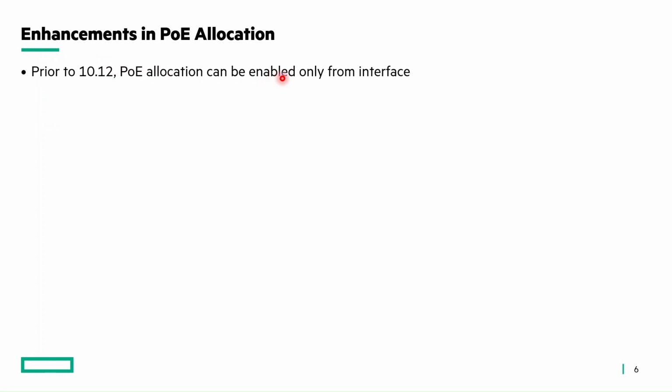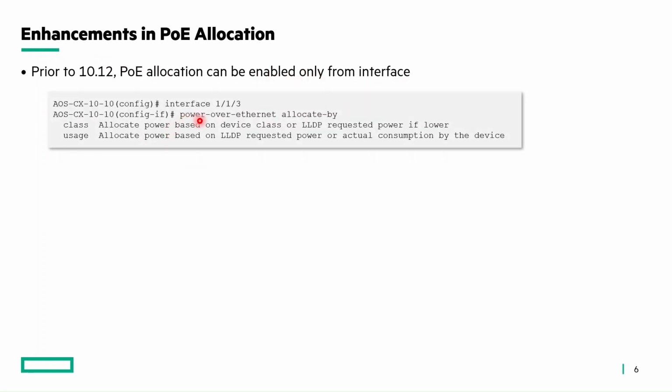So with that overview, let's see the enhancements in PoE allocation. First, prior to 10.12, the PoE allocation can be enabled only from the interface. We would visit the interface context of the particular interface and issue the CLI power-over-ethernet allocate-by class or usage based on the device type. But this becomes a headache for the customer to identify the interface and then configure the PoE allocation.